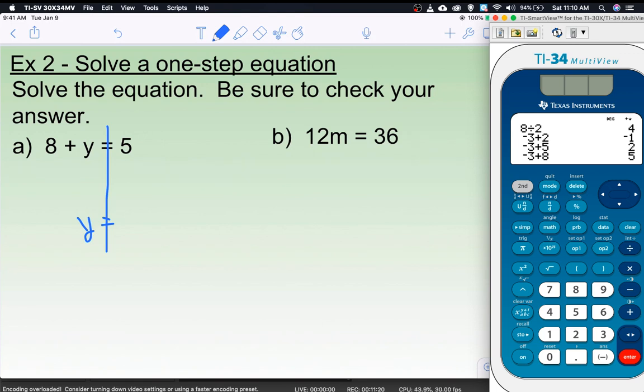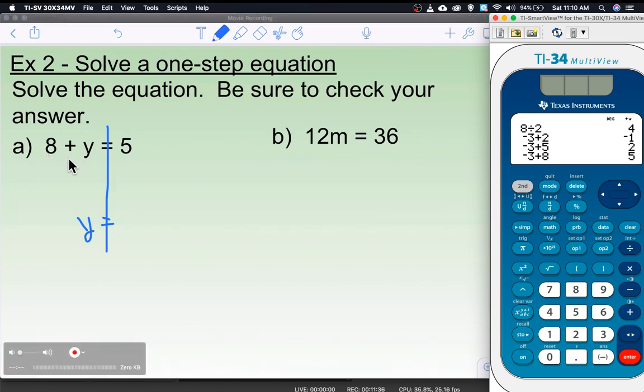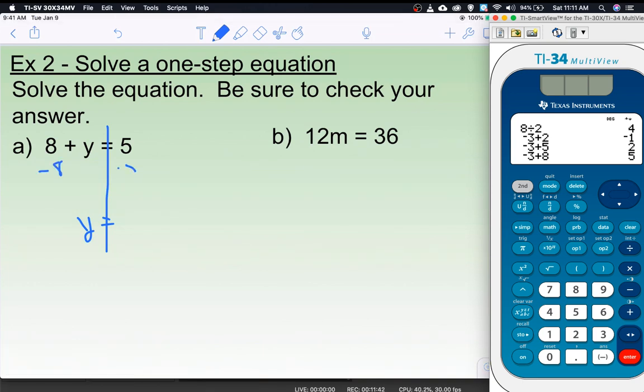So we want to solve this equation. In order to do that, we are going to do the opposite of what's happening to the variable. My variable is being added by 8. See, y plus 8. So in order to cancel out, we are going to subtract 8 on both sides.